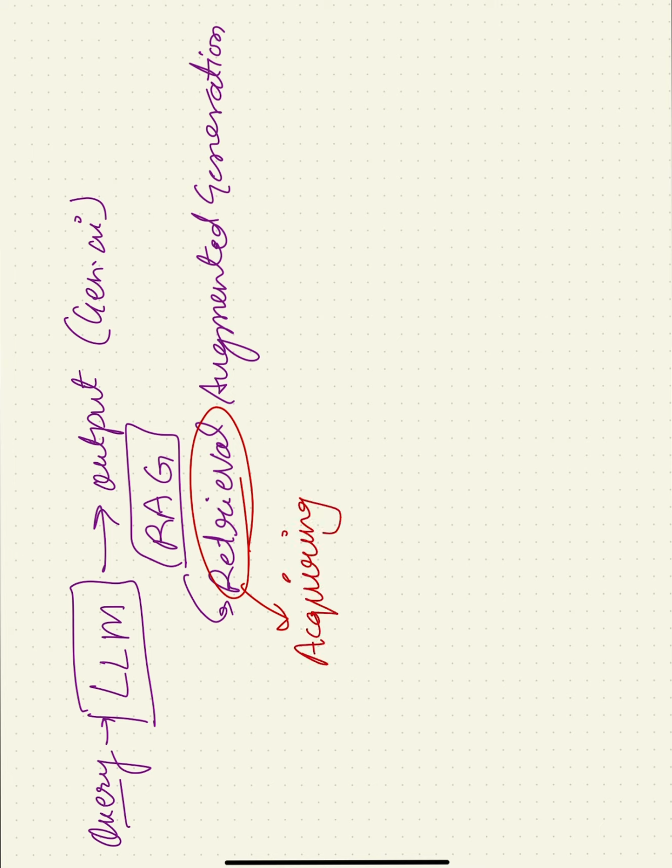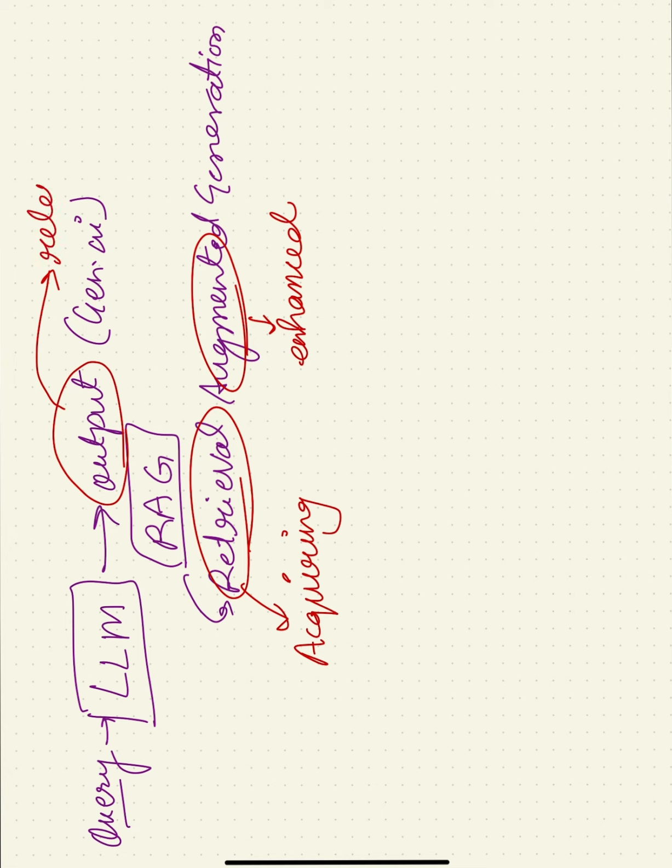Now, as the name itself explains, retrieval means that we are acquiring something, we are retrieving something, and augmented means enhanced, which means the outputs are enhanced, or have more relevant and more accurate information about our context, relevant to the current context. Okay, so how do we do that? For this we have to implement RAG.